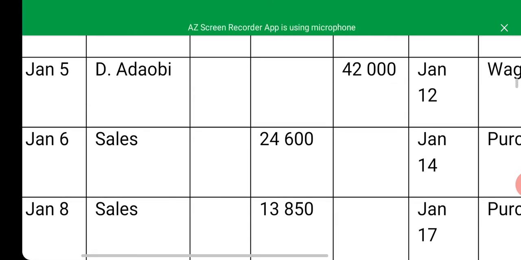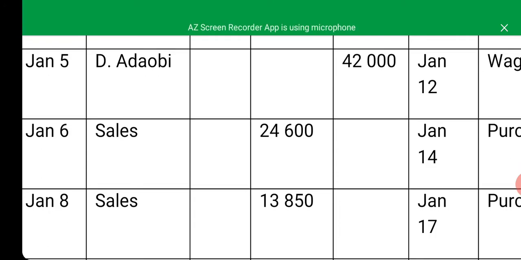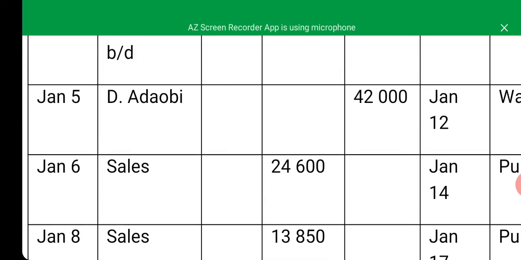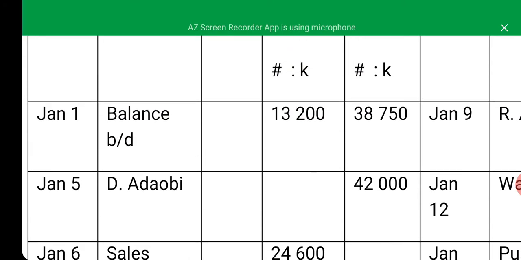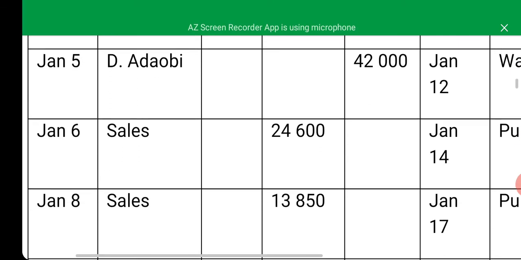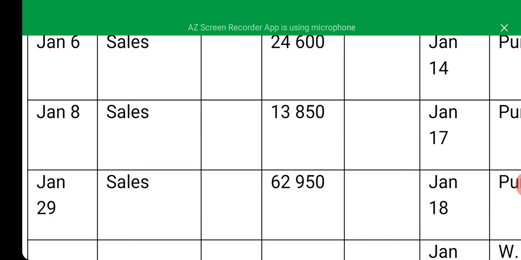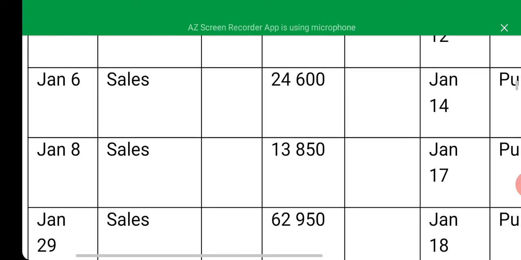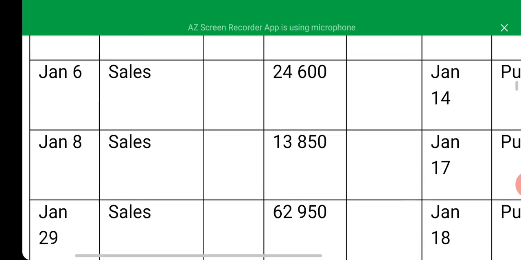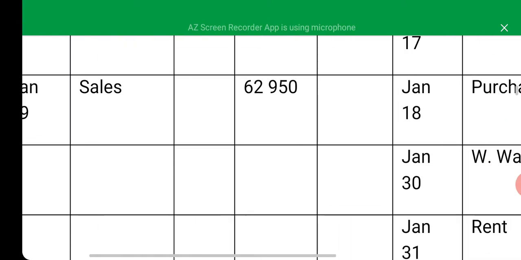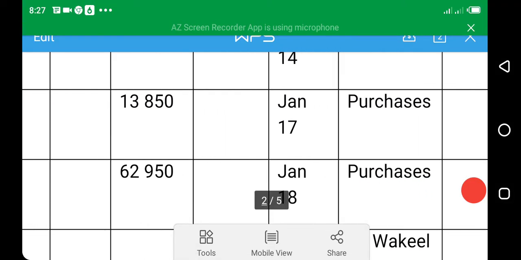Then on January 6, sales in cash were made and will be entered into the cash column of the cash book here. Then another cash sale; we have 3 cash sales there. So they are going to the cash column of the cash book as we can see from here. So let's move to the other side now.